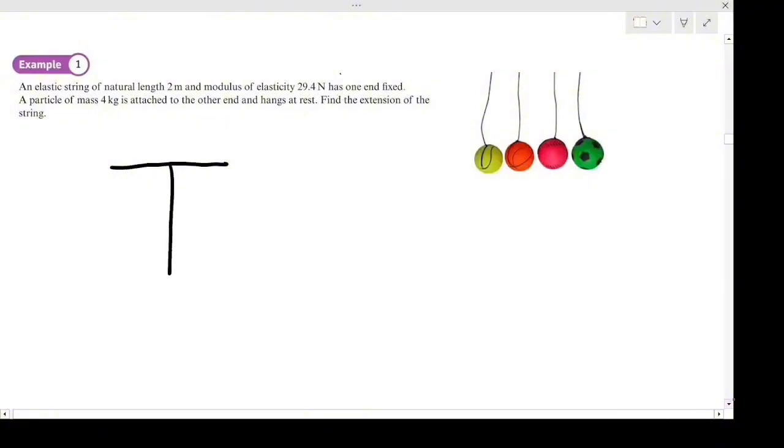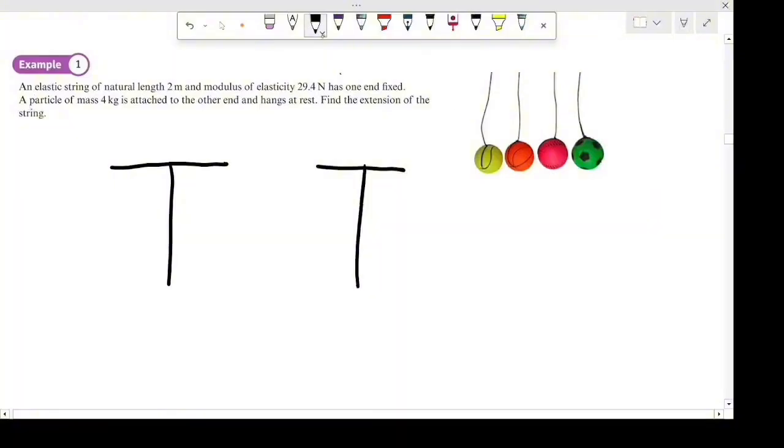What's going on here is we've got a particle, and it's attached to the other end. So what's going to happen is, when I draw the string with this particle added on at the end, it's going to look like this. It's going to stretch down because of the ball, there's going to be some little ball thing, right?